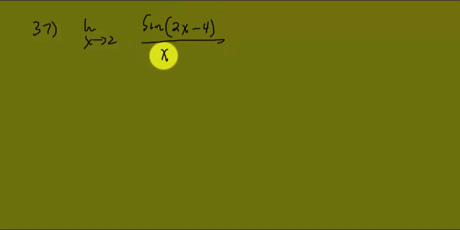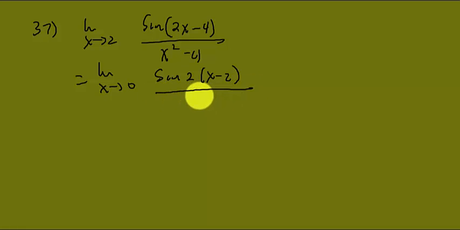37, 39. So this is 37. In 37, limit as x goes to 2, I have a sine of quantity 2x minus 4, all that over x squared minus 4. Okay, so I'm going to split this up, limit as x goes to 0. I'm going to have a sine of 2 times x minus 2, all that over, this is factored form, x minus 2, x plus 2.